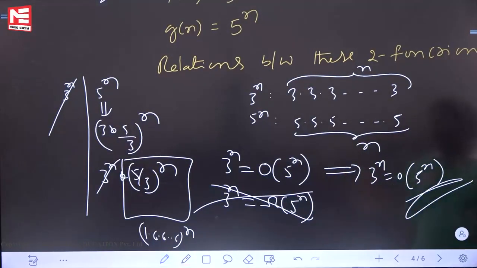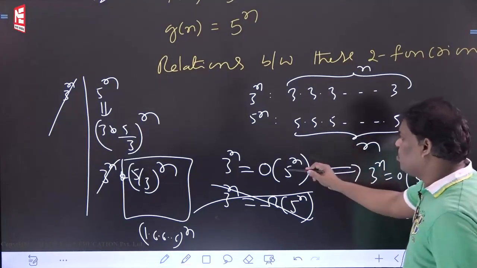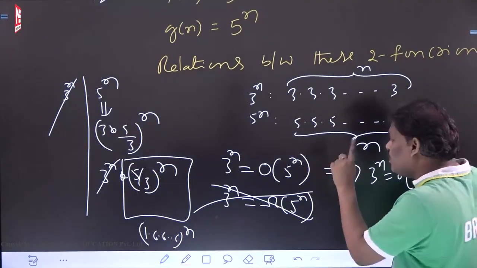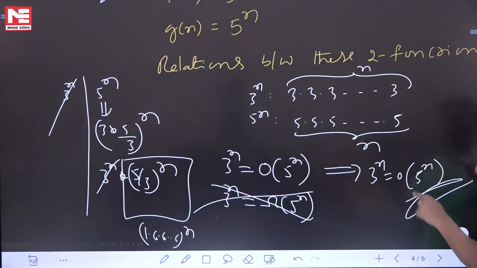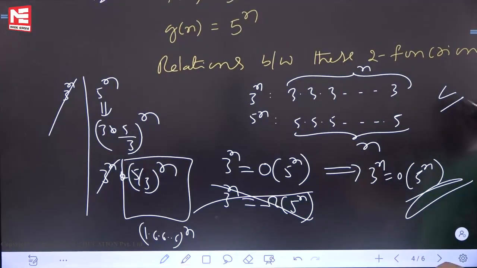You can write any order. But because here only big O is possible, omega not, only big O but not omega, what is the meaning? Small o. Only big O means what? Less than or equal to. Omega also possible, greater than or equal to means equal. But when omega fails, equal fails, it means less than, which is nothing but small o.